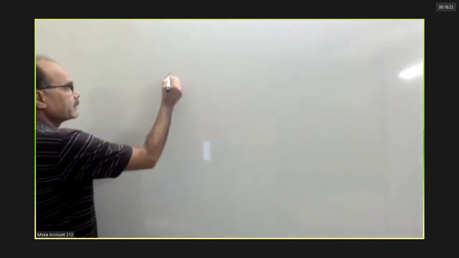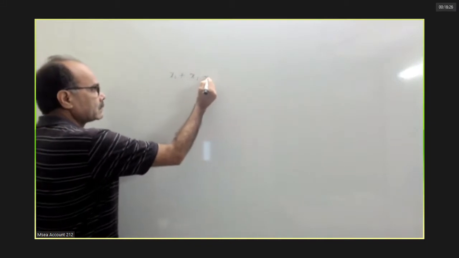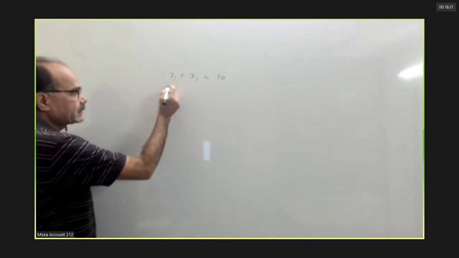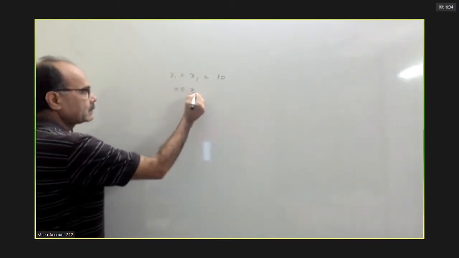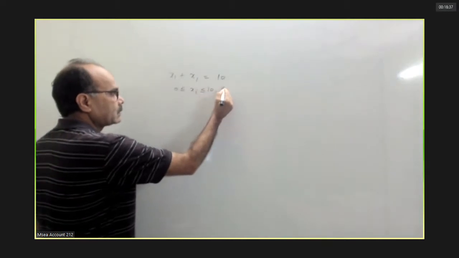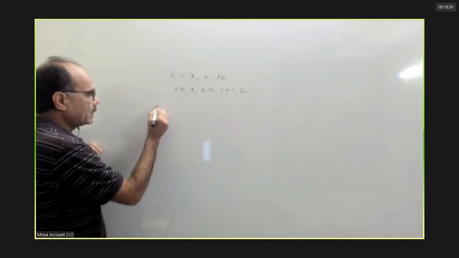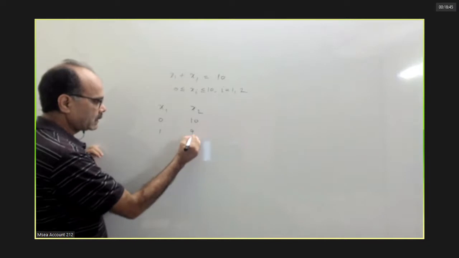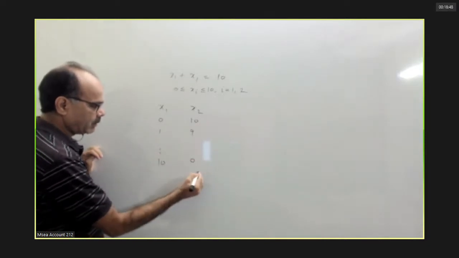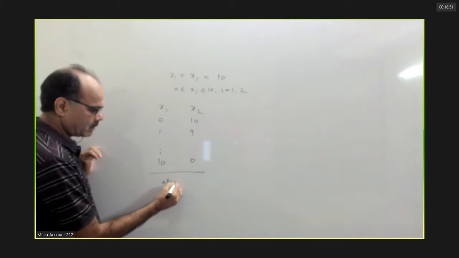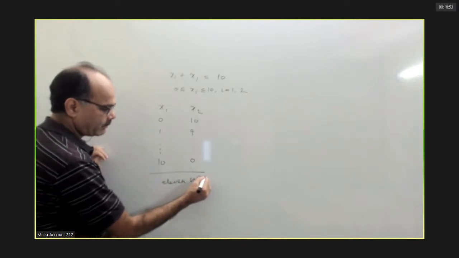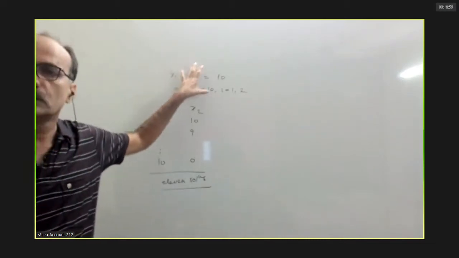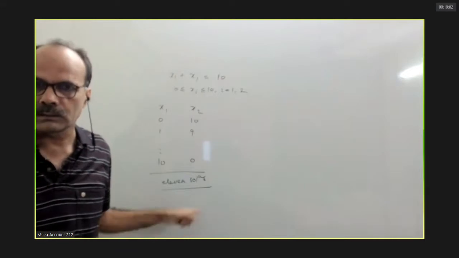See, suppose we have x1 plus x2 equal to 10. What is the number of non-negative integral solutions of this? You can count it. x1, x2: 0, 10; 1, 9; up to 10, 0. How many solutions? 11. The number of non-negative integral solutions of this equation is 11. You can count it.